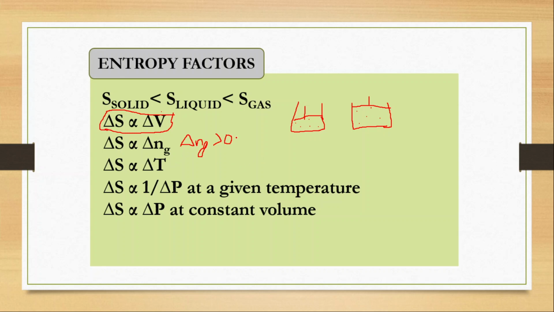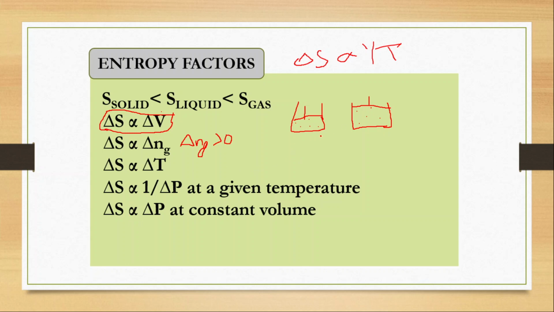If delta Ng is greater than 0, then delta S also will be greater than 0. Clear? Now in this case, delta S is directly related with change in temperature. So don't get confused with the temperature alone. We have one more formula that we saw in our last slide, that is delta S is inversely proportional to temperature. That is for a system we have written, but here a system we have taken.